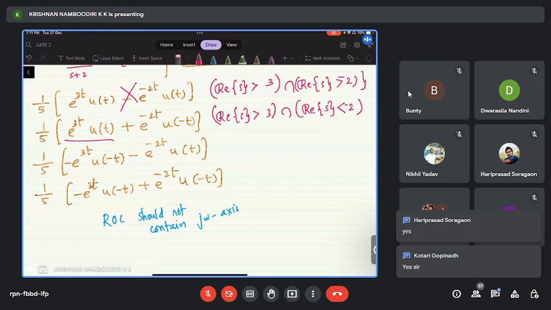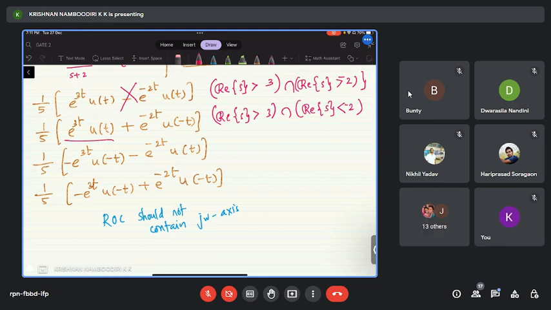So what is the total ROC in this case? Real part of s greater than 3, intersection with real part of s less than minus 2. There is no intersection, right? So no ROC at all. Such a signal does not even exist. Such a Laplace transform does not even exist. Correct? ROC is not there. No ROC.